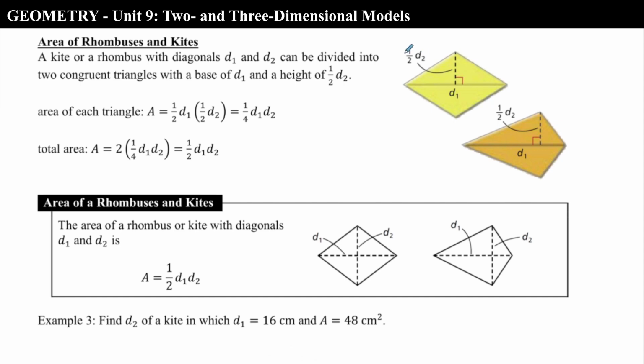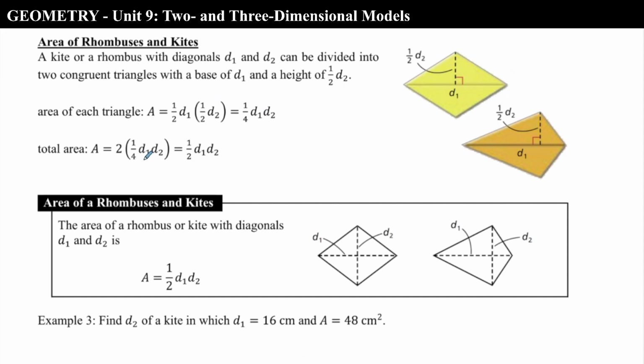So we multiply D1 by 1/2 of D2, which is this part, and we take half of the base times the height. Here's 1/2, here's our base, here's our height. 1/2 times 1/2 gives us 1/4 D1 D2. So this is the area of this triangle, but we have two of these triangles.